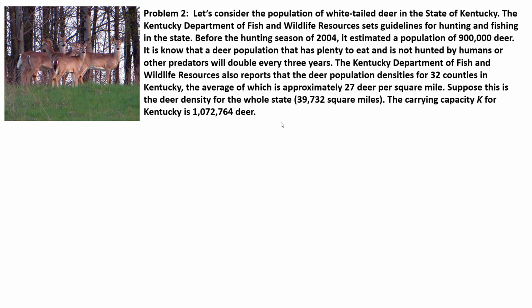The Kentucky Department of Fish and Wildlife Resources reports deer population densities for 32 counties in Kentucky, the average of which is approximately 27 deer per square mile. Suppose this is the deer density for the whole state. So the carrying capacity for Kentucky is 1,072,764 deer. Okay. So we have our birth rate, because it doubles every 3 years. We have our initial population, and we have our carrying capacity.